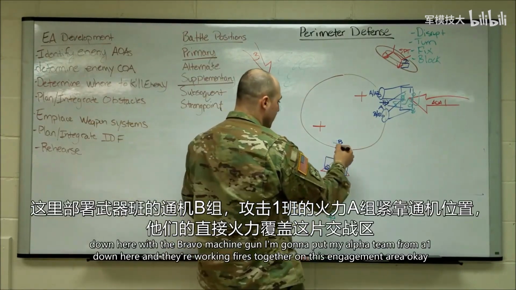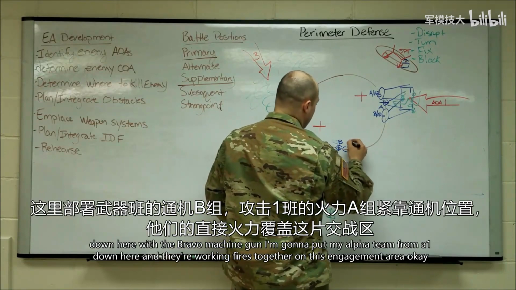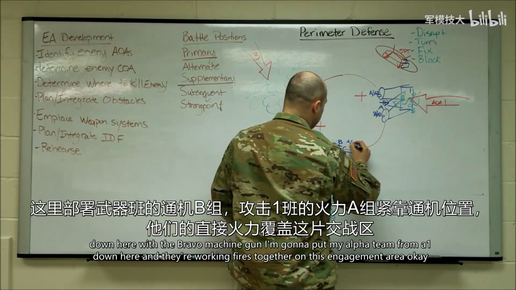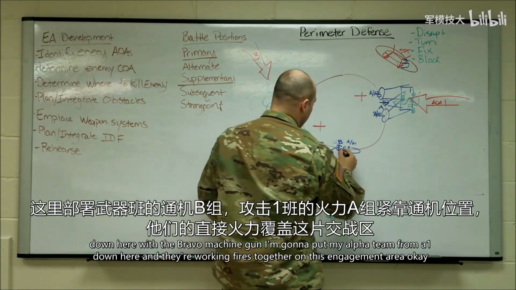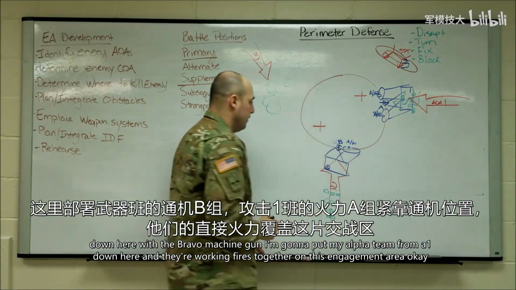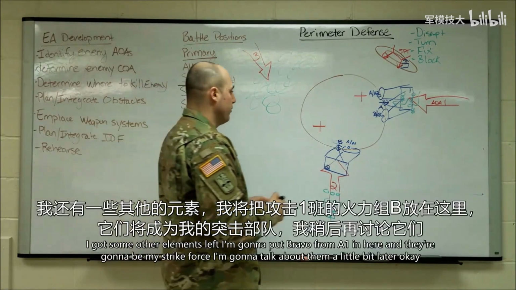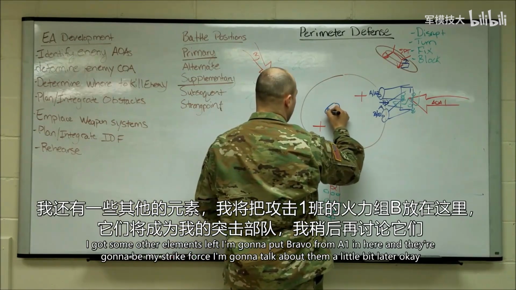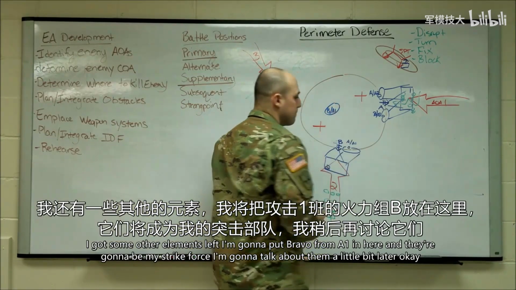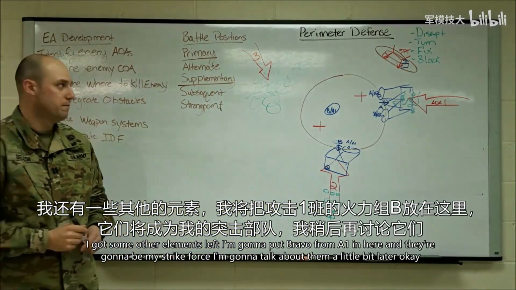Down here with the Bravo machine gun, I'm going to put my Alpha team from A1 down here. And they're working fires together on this engagement area. Okay? I got some other elements left. I'm going to put Bravo from A1 in here. And they're going to be my strike force. All right? I'm going to talk about them a little bit later.